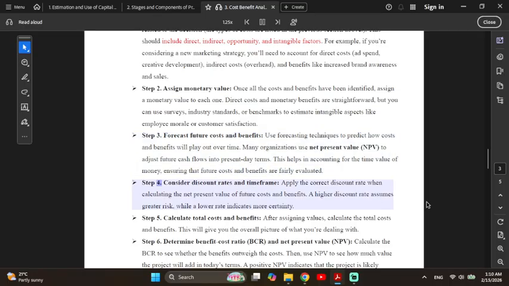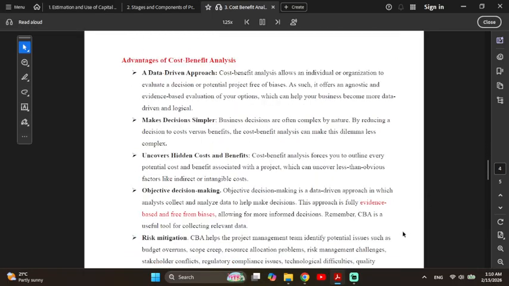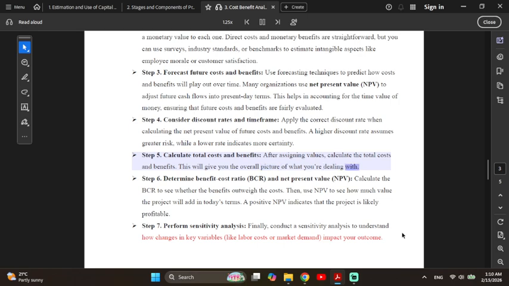Step 4. Consider discount rates and time frame. Apply the correct discount rate when calculating the net present value of future costs and benefits. A higher discount rate assumes greater risk, while a lower rate indicates more certainty. Step 5. Calculate total costs and benefits. After assigning values, calculate the total costs and benefits. This will give you the overall picture of what you're dealing with.